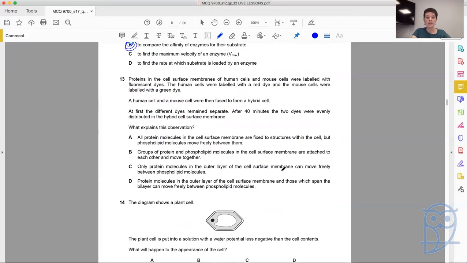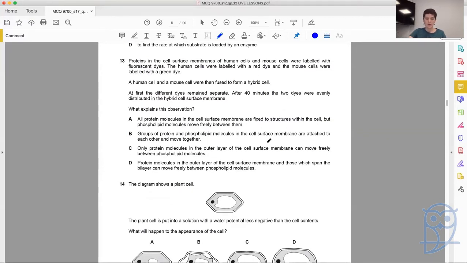For question 13, we're moving away from enzymes and we're moving to cell surface membranes. Proteins in the cell surface membranes of human cells and mouse cells were labeled with fluorescent dyes. The human cells were labeled with a red dye and the mouse cells were labeled with a green dye. A human cell and a mouse cell were then fused to form a hybrid cell. So you had your human cell with proteins, you had your mouse cell with proteins. Now you've fused, so you've got human proteins and mouse proteins.